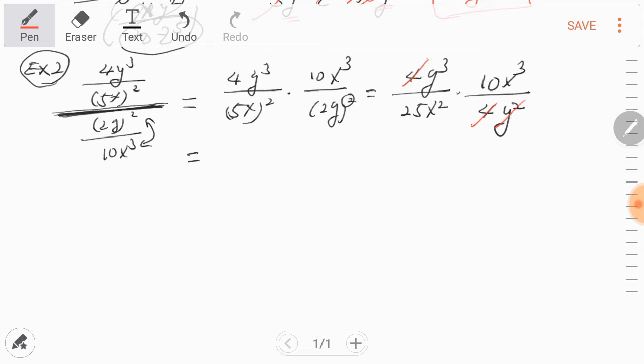Move y squared to the numerator, then 3 minus 2. And then divide 10 by 5 is 2. 25 by 5 is 5. Move x squared to the numerator, then 3 minus 2. So this is equal to 2 over, okay, numerator is 2, bottom is 5. The numerator y to the 3 minus 2 is 1. And x, 3 minus 2 is 1. So this is the simplified form.